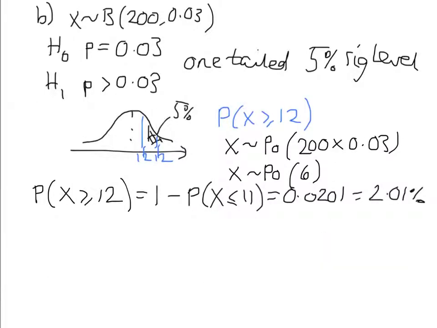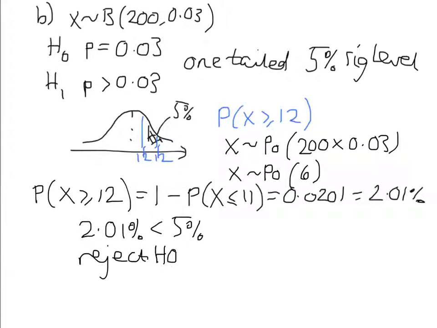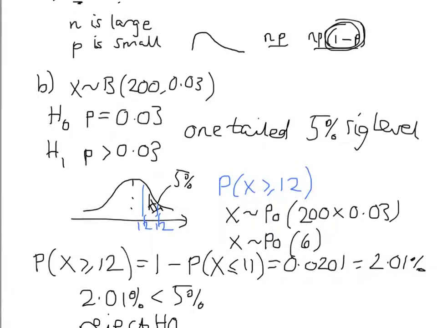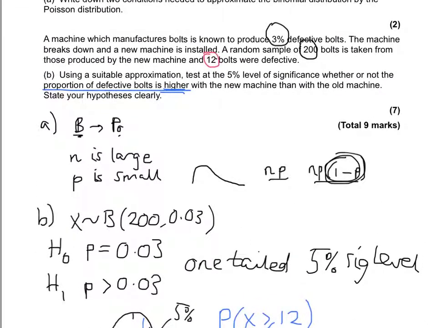So we need to write the following. 2.01% is less than 5%, which means we reject H0. We reject the null hypothesis. And then to get the final mark, we need to put it in the context of the original question. Let's scroll back up to see the original context. We were looking at the proportion of defective faults, whether that is higher with the new machine or not.